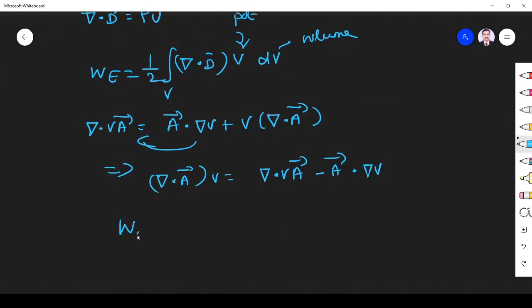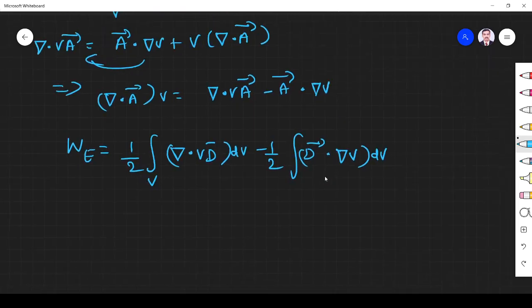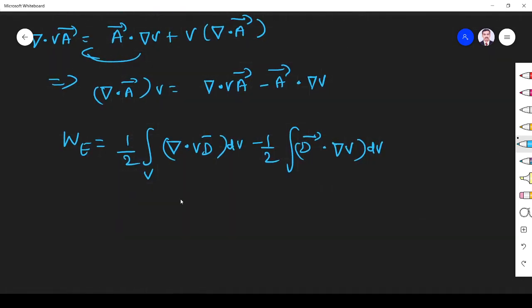W_E is equal to 1 by 2 ∫ V (∇·D) dV, fine, minus 1 by 2 ∫ (D·∇V) dV. Instead of A we have D·∇V, into dV. Okay, so this is another point to be noted, right? So this is the del dot volume integral.